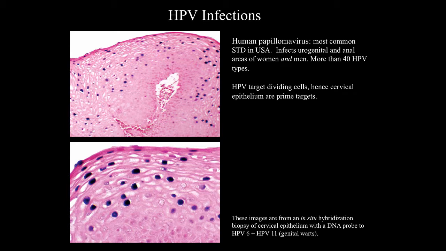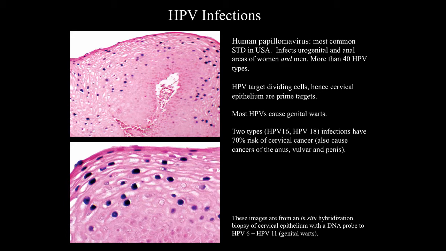Now, the images on these slides, you don't have to know this, but they're from in situ hybridization of a biopsy of cervical epithelium with a DNA probe to two forms of HPV that cause genital warts. I don't care that you know that.